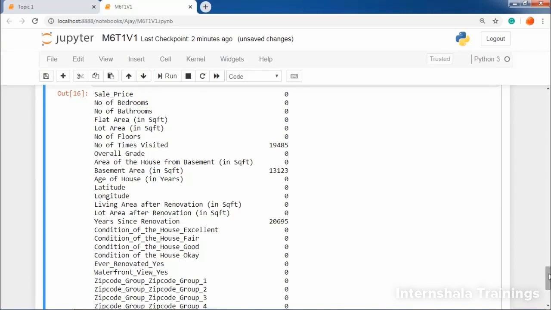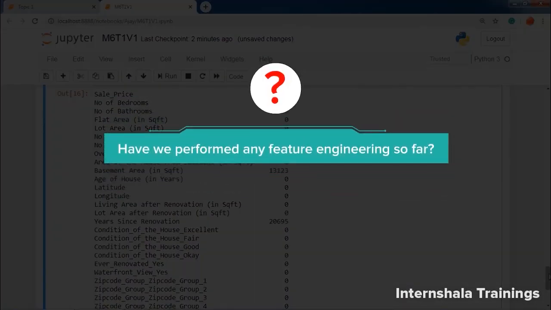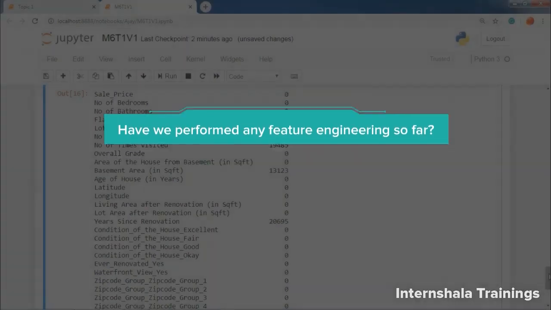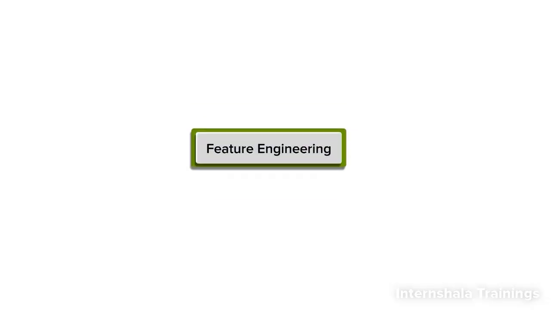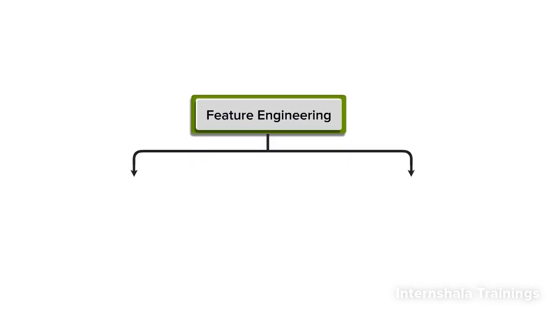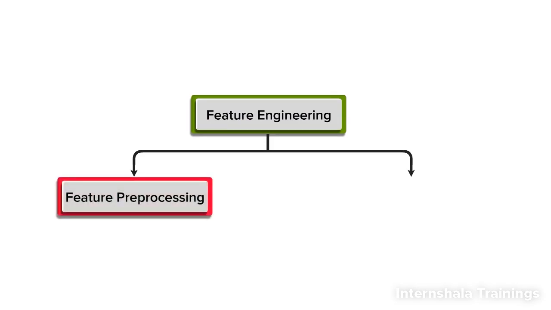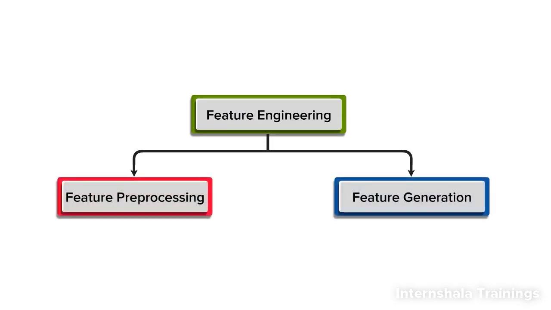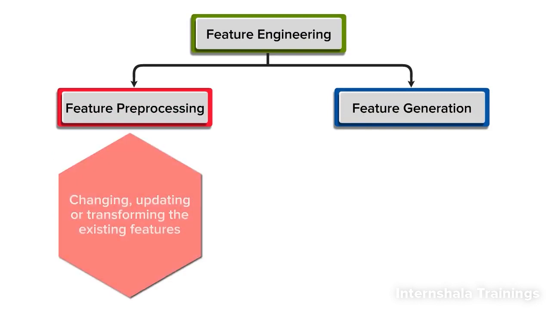Now, I want you to sit back and recall the features that we had in Transformed Housing Data 2.csv and think, have we performed any feature engineering so far? We will find out as we learn about the different types of feature engineering. We can broadly divide feature engineering into two subcategories: feature preprocessing and feature generation. Let us briefly define these two.